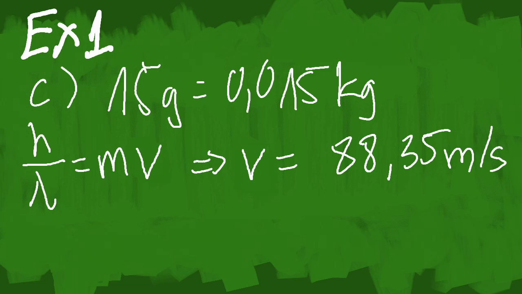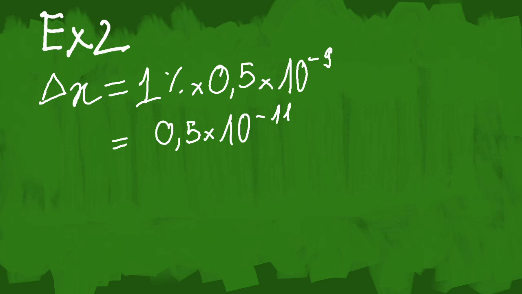C is just an altered version of A and B. First, we turn 15 grams into 0.015 kilograms. Then, we will solve for v using the same equation. After solving, we get v equals 88.35 meters per second. To calculate delta x, or the uncertainty in distance, we multiply the error percentage with the given distance. So 1% multiplied by 0.5 times 10 to the power of negative 9, we get 0.5 times 10 to the power of negative 11 meters.